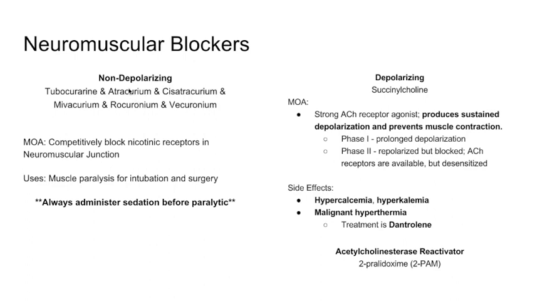So we have a few non-depolarizing agents, so these just inhibit the nicotinic receptors without causing depolarization of the nerve downstream. We have tubocurarine, atracurium, cisatracurium, mivacurium, rocuronium, and vecuronium. You'll probably hear about roc and vec the most when you go out into your clerkships.